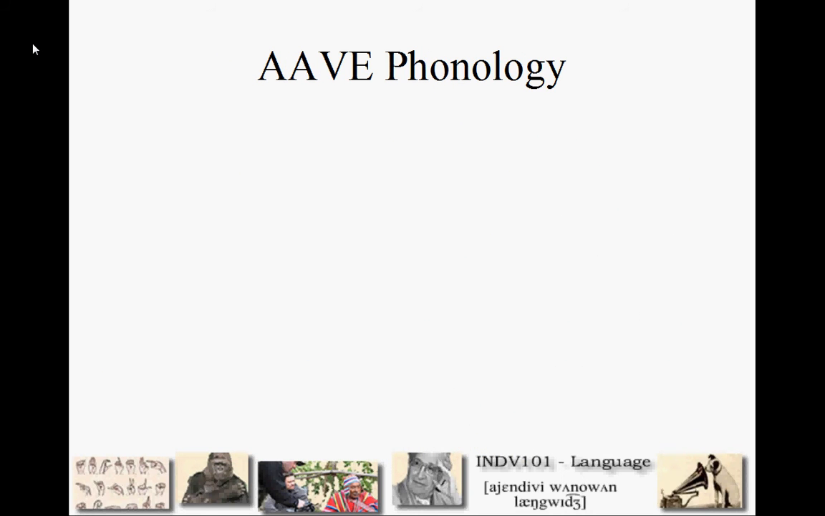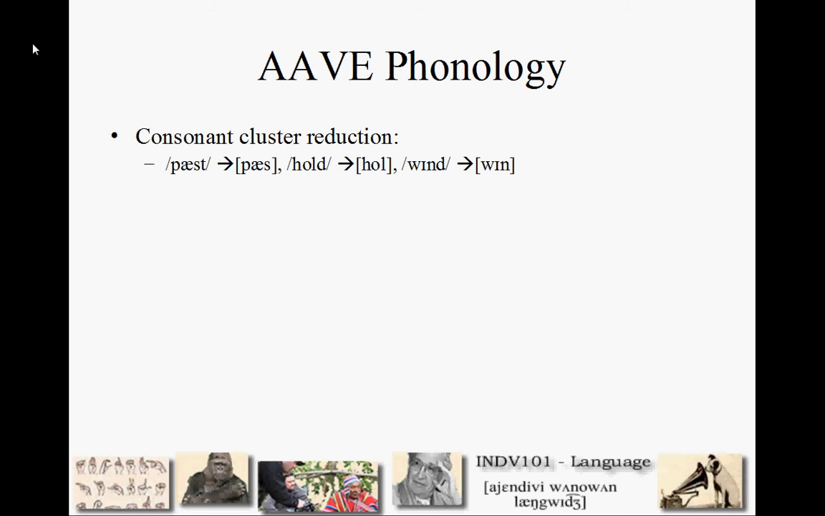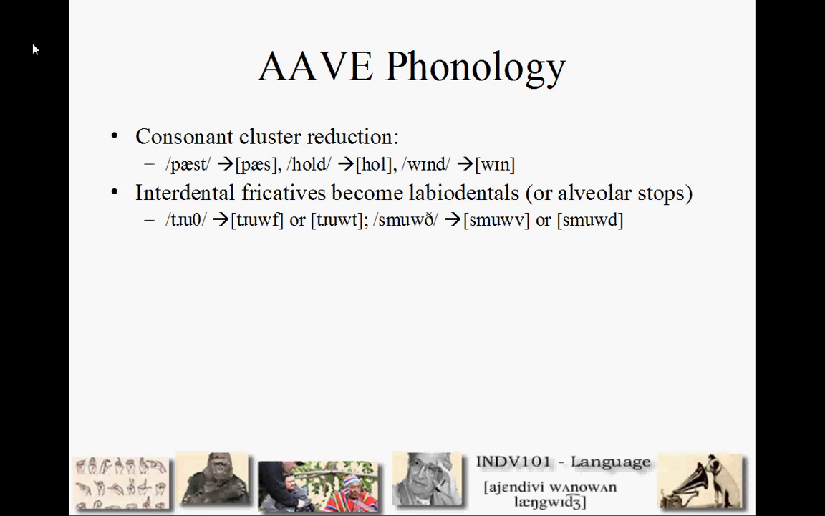Okay, so there are some differences in this Black English in terms of phonology. One interesting one is consonant cluster reduction. In cases where you have more than one consonant in a row, like in the word past, you have both the S and T at the end, it might be reduced to pass. Hold, hole, wind, win. So basically just deleting some consonants if there are several consonants in a row. This is a pretty common thing that we see among the world's languages.